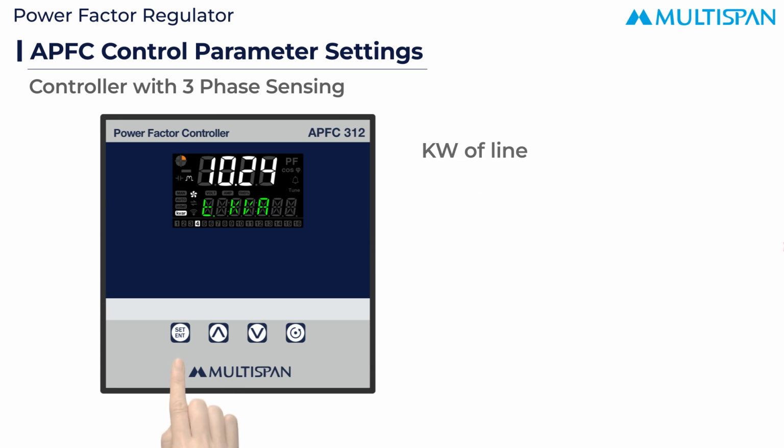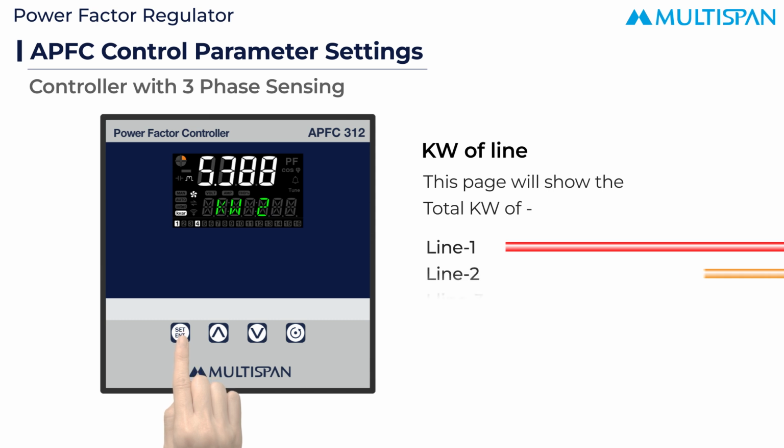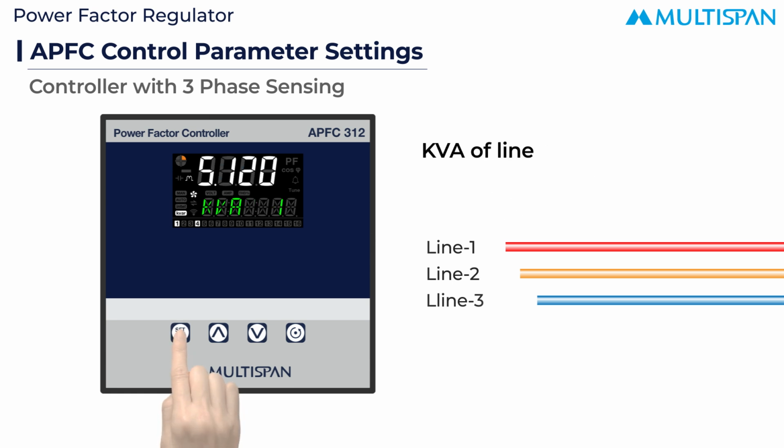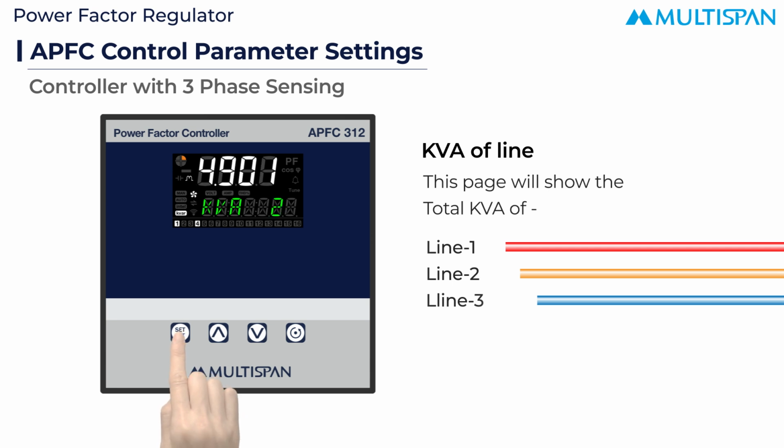The next display will show kW for line 1, line 2 and line 3. Following this, it will display KVAR for line 1, line 2 and line 3. Press set again and it will show the apparent power for all 3 phases.